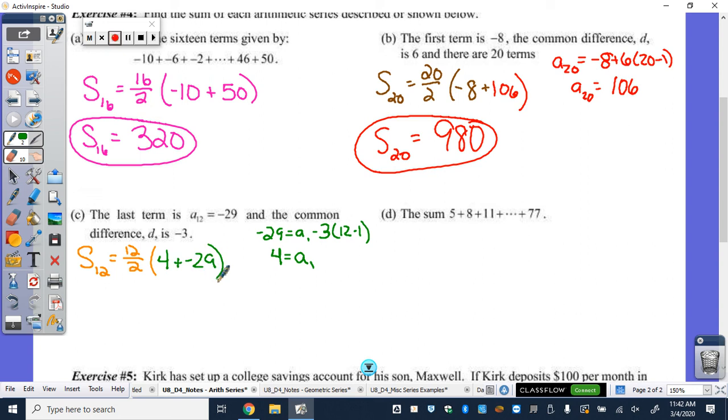So first plus your last in your sum formula there. So 4 plus negative 29. What do we end up getting? Maybe 150? Yeah.